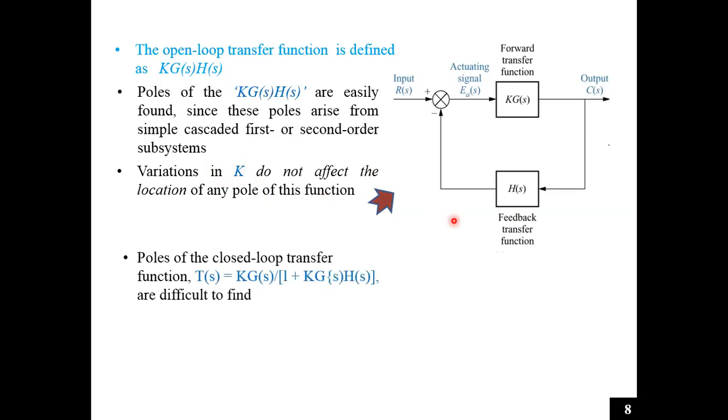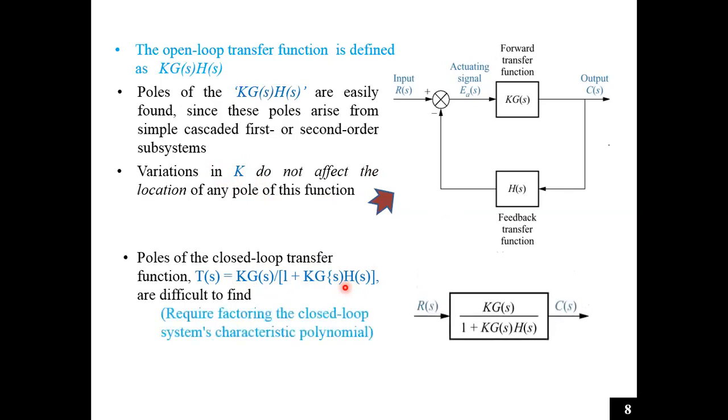But for the closed loop transfer function, using the closed loop transfer function formula, the poles of this characteristic equation are difficult to find. It requires factorizing the characteristic polynomial, and also varying the parameter K changes the system behavior.